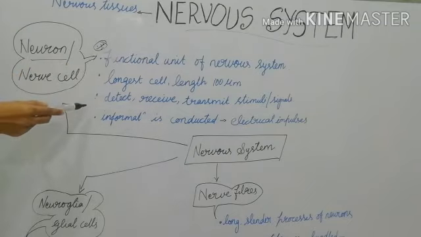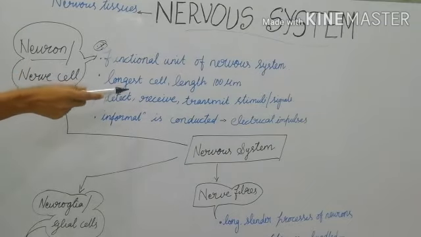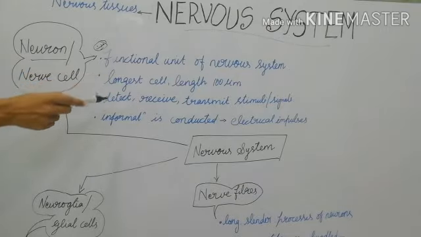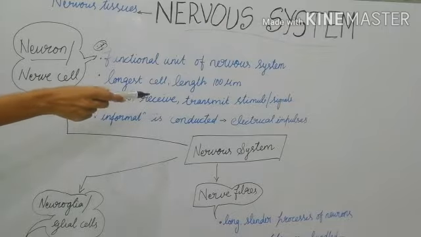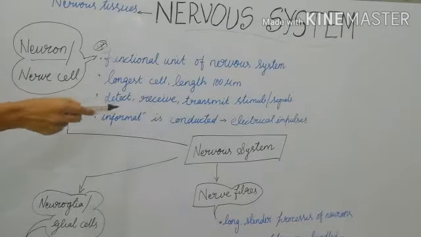This neuron will detect, receive and transmit the stimuli or the signal. So it will detect the signal, then it will receive that signal and it will transmit that signal. And the information is conducted or passed in the form of electrical impulses. So this is the neuron.